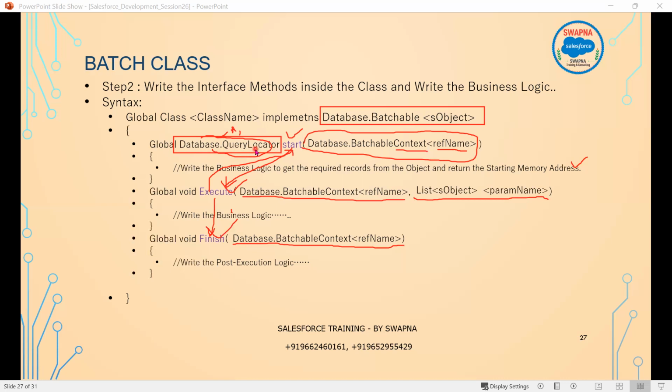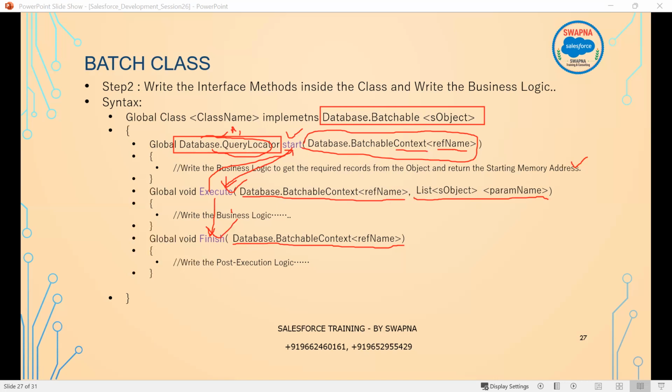And this list, you need to pass it. You need not specify anywhere. You just need to specify what is the object that you are passing here. So you can give any name. Now internally the start method will give those records to the execute method.